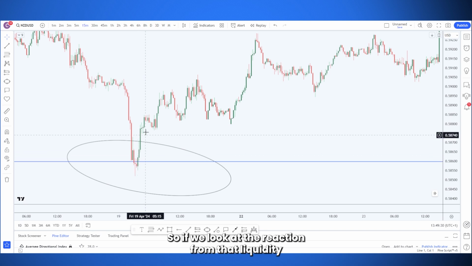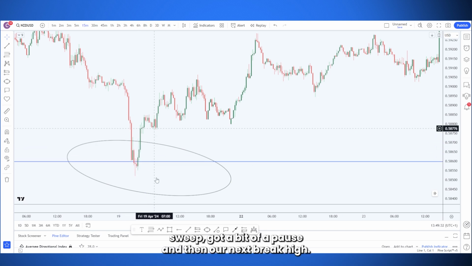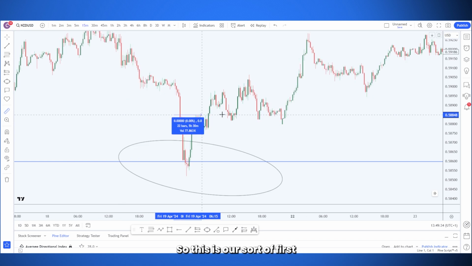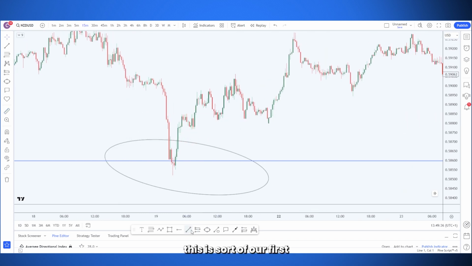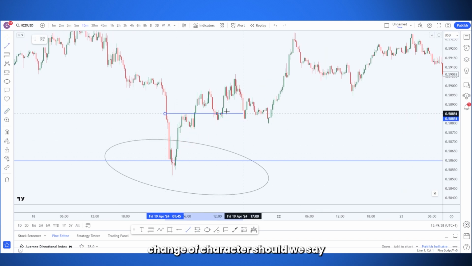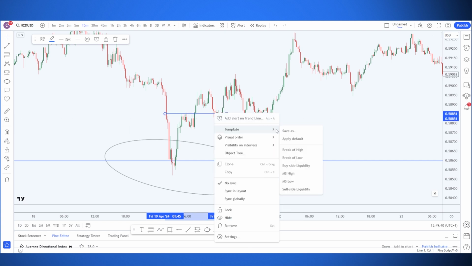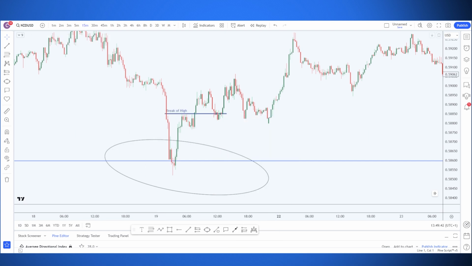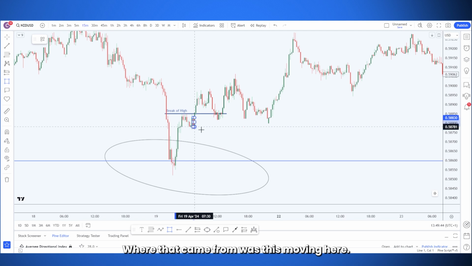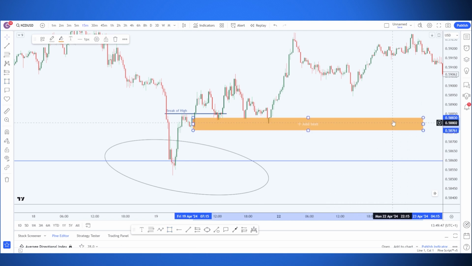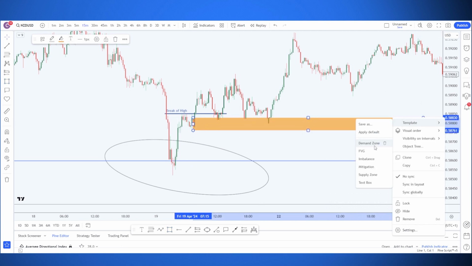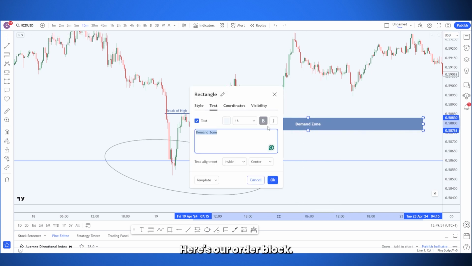So if we look at the reaction from that liquidity sweep, we had a bit of a pause and then our next break high. So this is our sort of first change of character, should we say, here. Where that came from was this move in here, and you can see here's our order block.